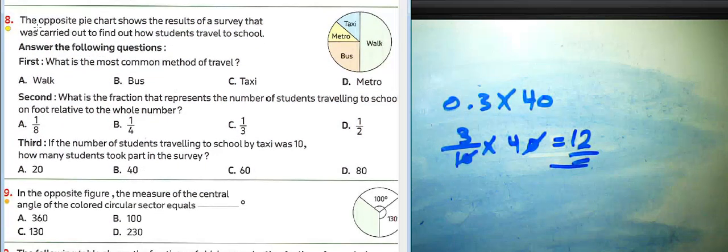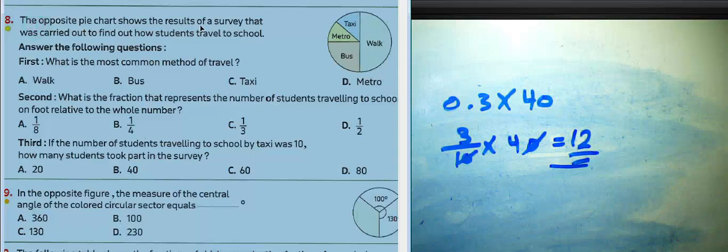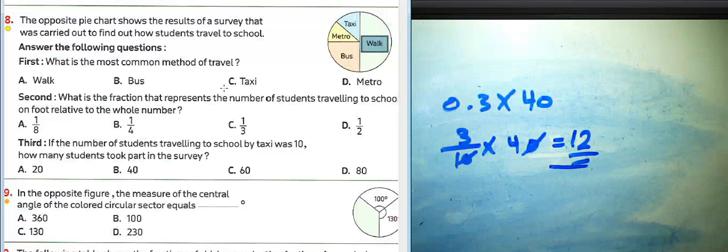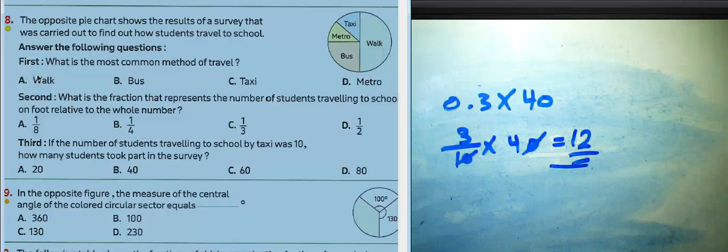Question number 8. The opposite pie chart shows the result of a survey that was carried out to find out how students travel to school. Answer the following questions. First, what is the most common method of travel here? The most common method of travel here is walking. Okay, walk. We must choose letter A.